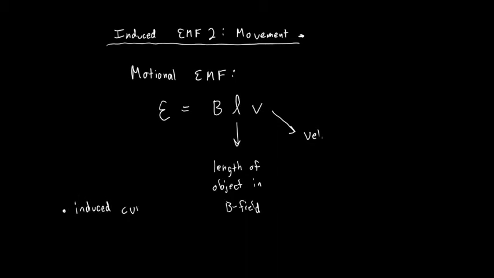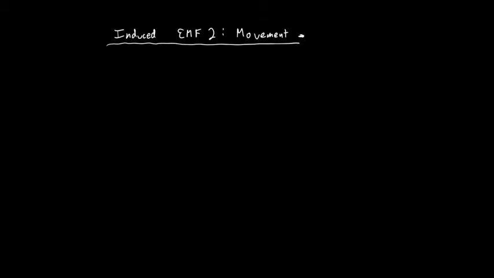So induced current through motion actually has a specific name. As a result of moving inside of a magnetic field, you induce some EMF and you induce some current, and that induced current has a name. It's called an eddy current. And this is what interferes with medical equipment and has to be taken into account when you're doing MRIs or CAT scans or anything that involves using magnets. So you have to worry about these eddy currents, which can interfere with what you're doing.